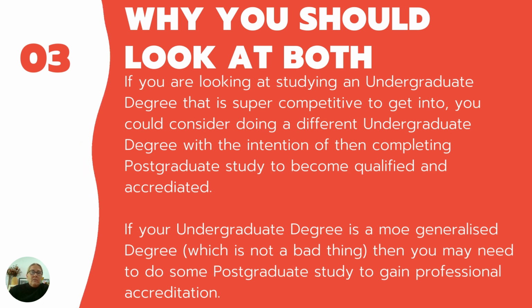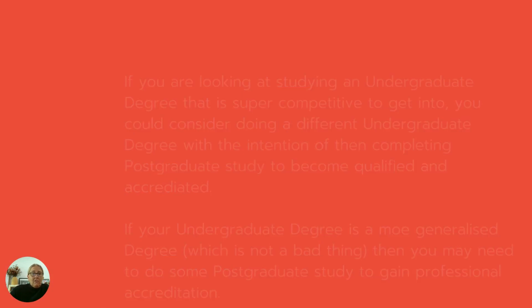So a really good example of that, lots of our students have done this in the past, is they may be looking at doing physiotherapy, for example. They may not get into physiotherapy, so they might do a bachelor degree in health sciences. Once they've completed and passed that, then do some postgraduate study, like a master's degree in physiotherapy, for example. Also, sometimes if people's undergraduate degree is more generalised, which is not a bad thing, then they might need to do some postgraduate study to gain professional recognition. So that's important to keep in mind as well.